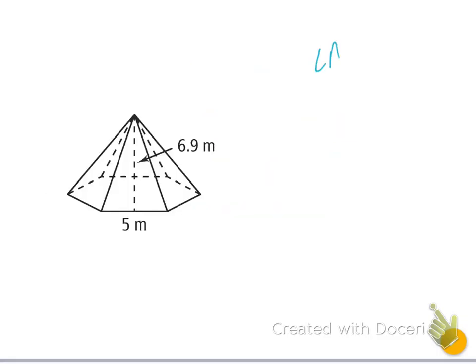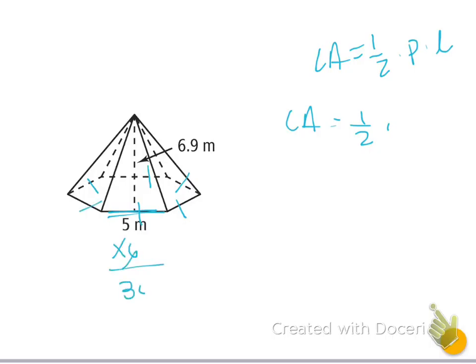Alright, so lateral area equals 1/2 times perimeter times slant. So 1/2 times my perimeter. This time I got my side being 5, and I have 1, 2, 3, 4, 5, 6 sides. So we got a hexagon. So 5 times 6 should get me 30 for my perimeter, times my lateral, which is going to be 6.9. So my lateral area is going to be 103.5.